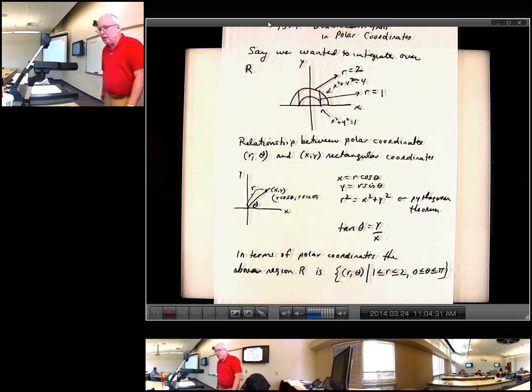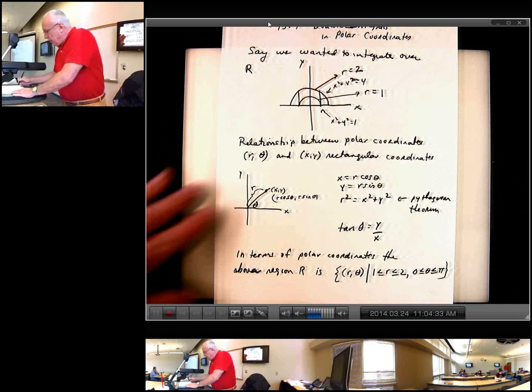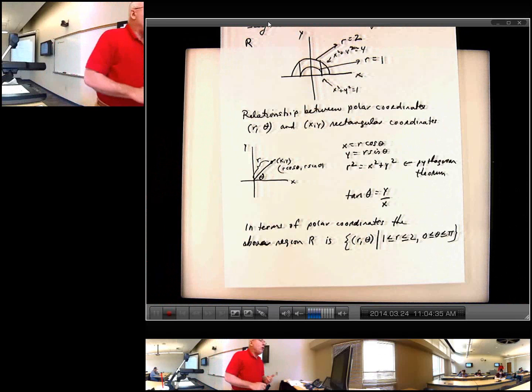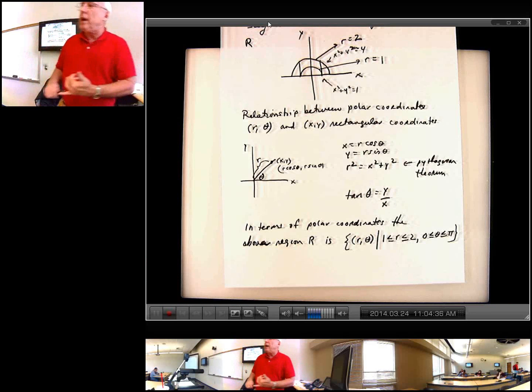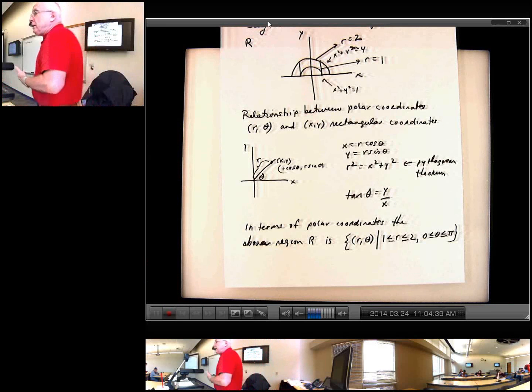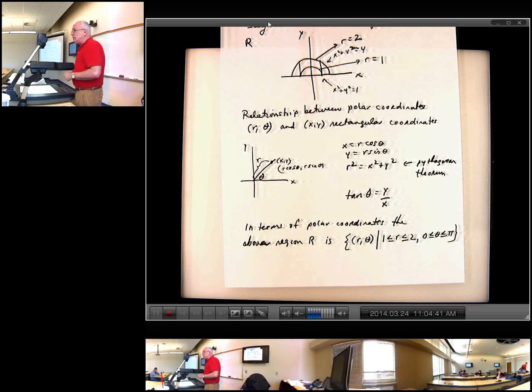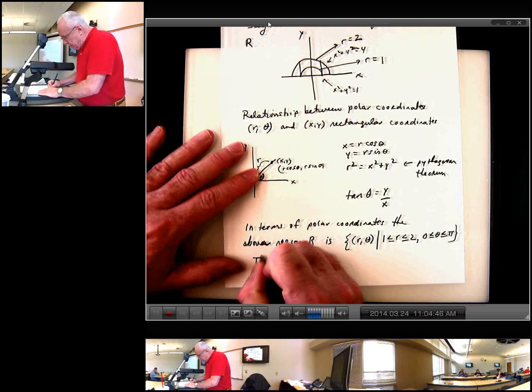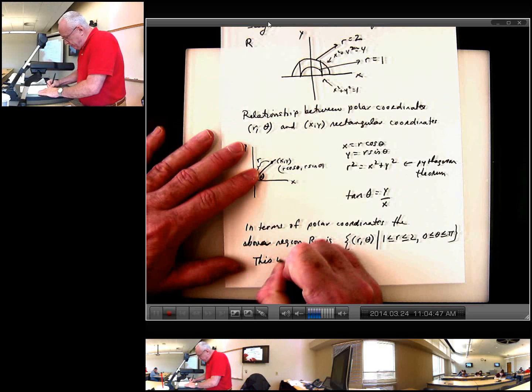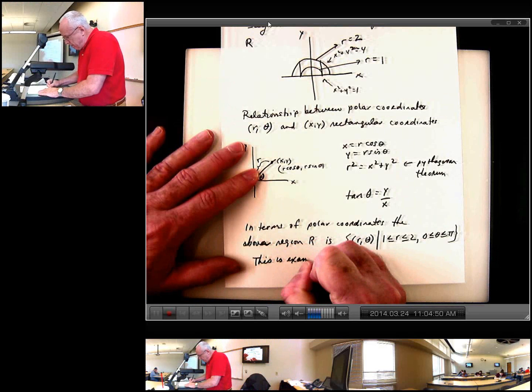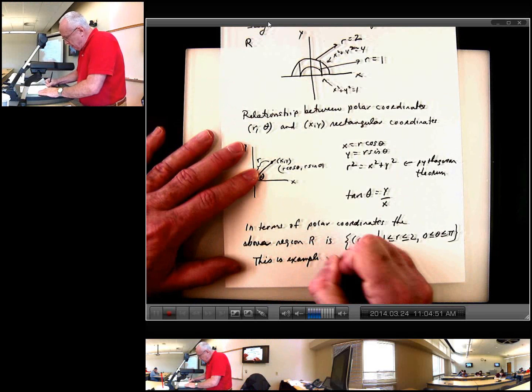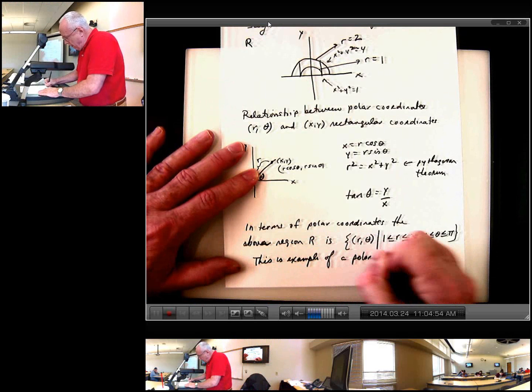Where we have r between two values and theta between two values, there's a name for that, and it's called a polar rectangle. So this is an example of a polar rectangle.